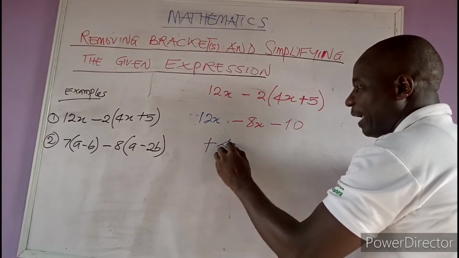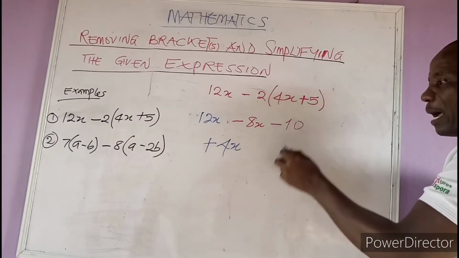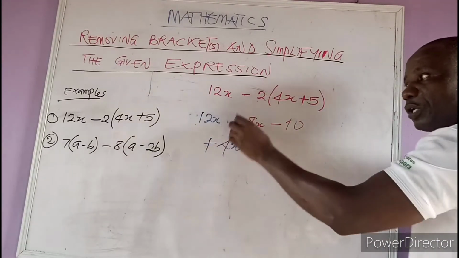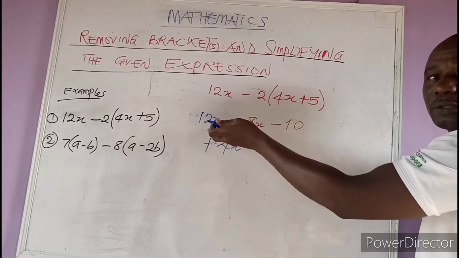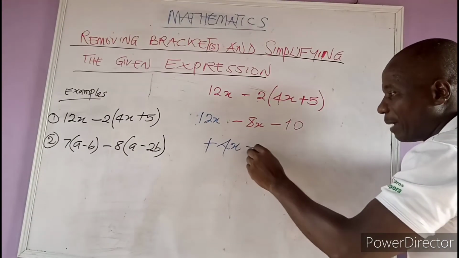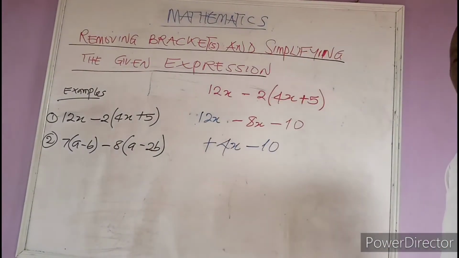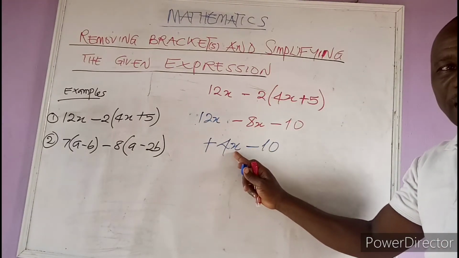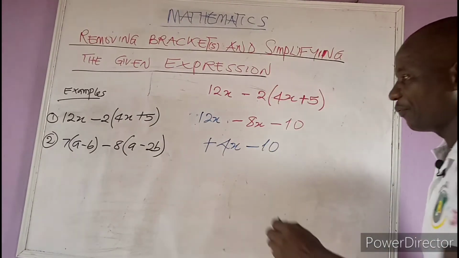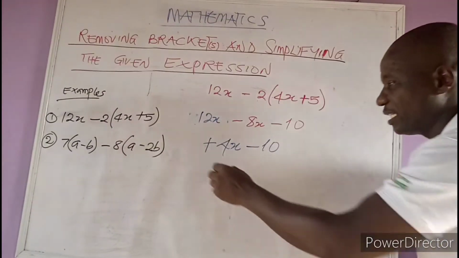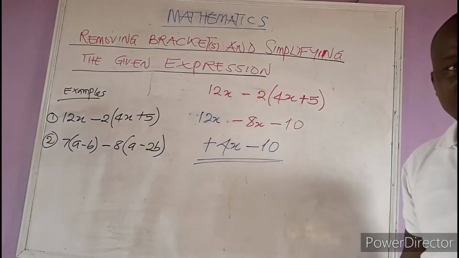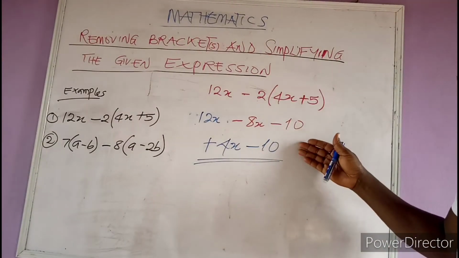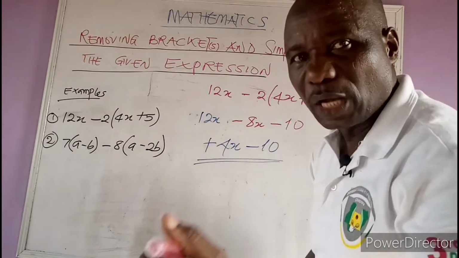How much will be left with me? That is 4x. And because this one does not contain x, don't relate it with this one. Just bring it down, minus 10. My students, this one does not have x. This one has x. Therefore, you cannot add them together. This is your final answer. Is that understood? Very good. Let's see the second one. If this one is understood, then the second one too should not be a problem.